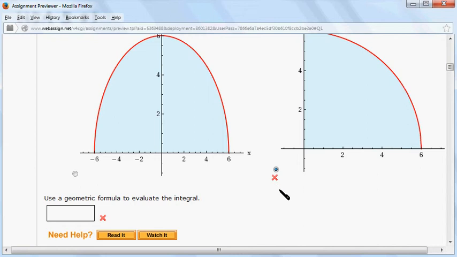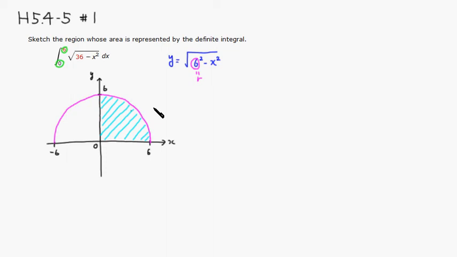Once you have visualized the region, then we can use a geometric formula to evaluate the integral. So let's do that. This definite integral represents the area of this shaded region, so we just need to find the area. We want to find this area A. So area A is going to be equal to, this is going to be a 1/4 of the whole disk. So it's going to be a 1/4.